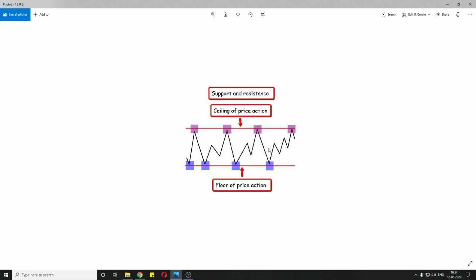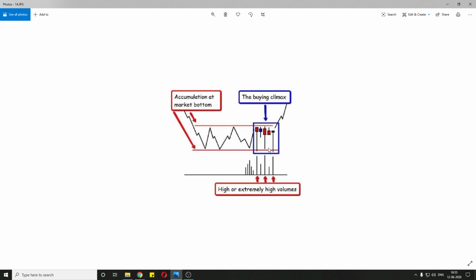But as you can see, in an accumulation phase, we will see hammer candles being formed with high volume near the support, while during the distribution phase, we will see inverted hammer candles forming near the resistance with heavy volumes, indicated by the buying climax and the selling climax.